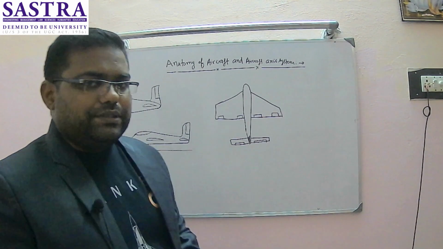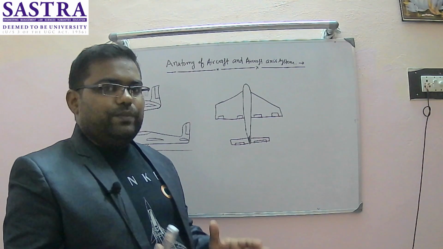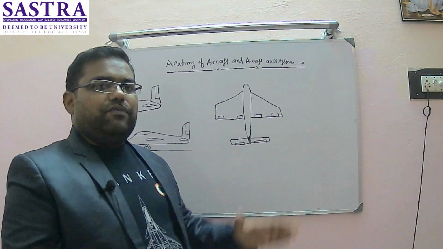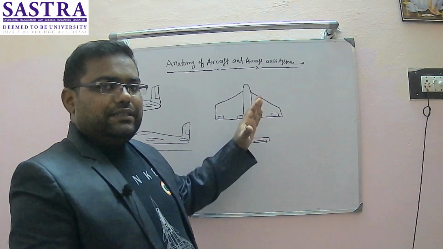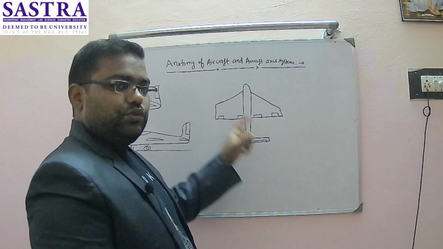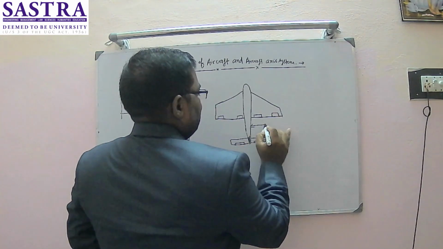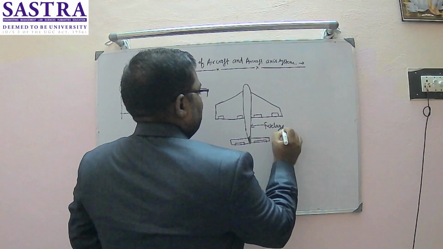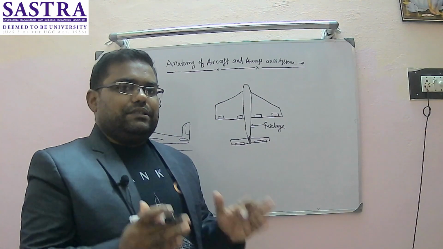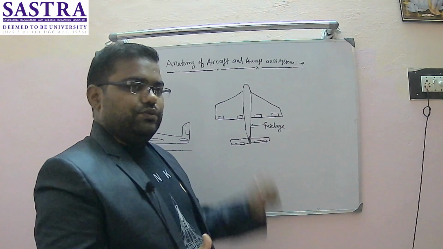If you look at the aircraft from top and side view, the schematic diagram would be something like this. This is the top view of the aircraft. So this is the central body, the central portion, which is known as the fuselage. The fuselage is the part to which all the subcomponents or main components of the aircraft are attached.